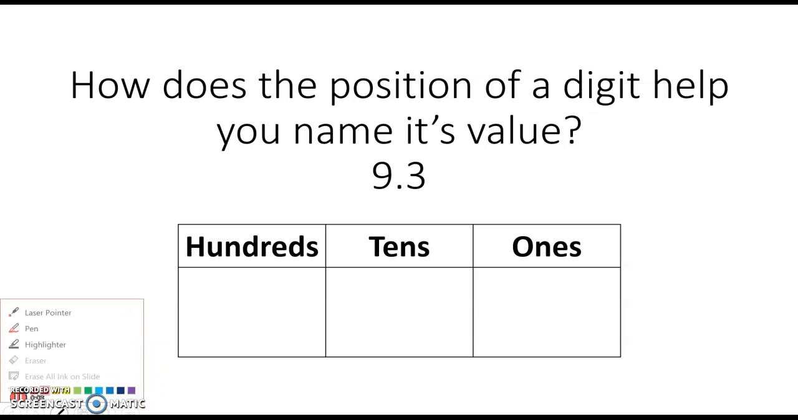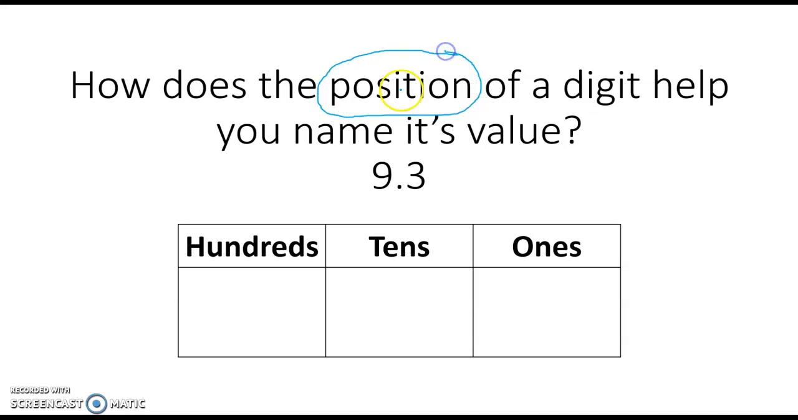Your lesson essential question is, how does the position of a digit help you name its value? So today we'll be looking at the position of digits in naming their value. The place value chart's going to be very helpful when we do this.